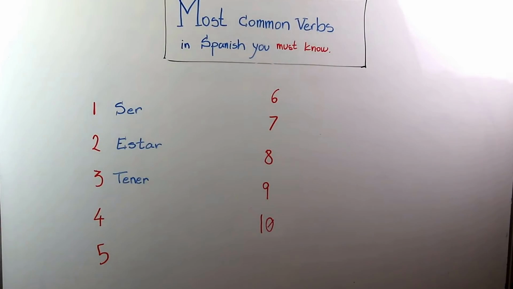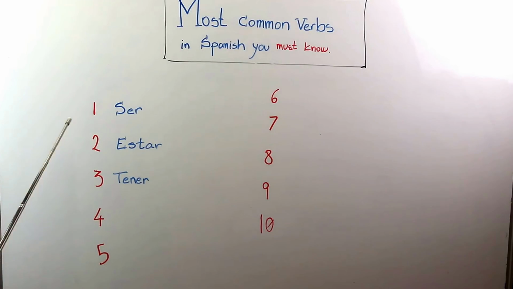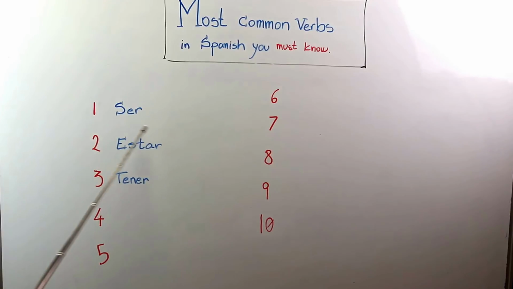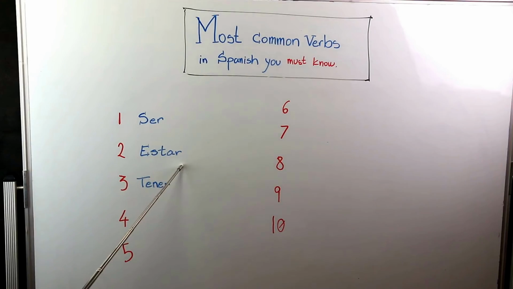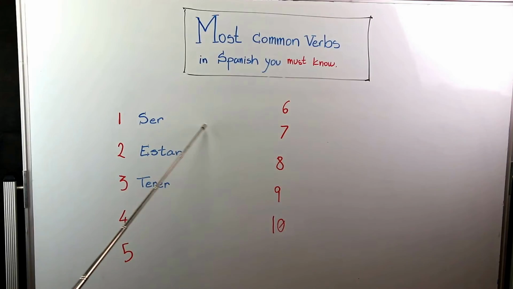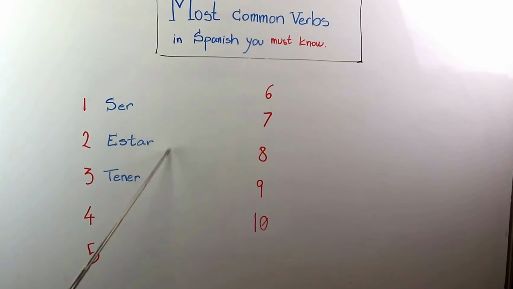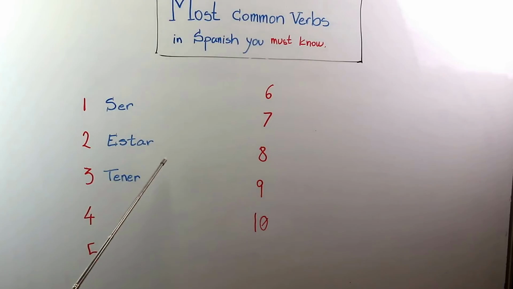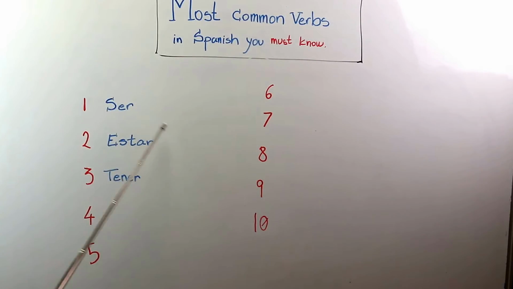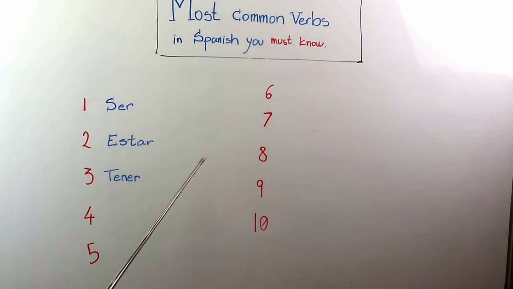If you guessed ser and estar, if you said ser and estar are number 1 and number 2, número 1 y número 2, you are correcto. Absolutely. The verbs ser and estar are the 2 most commonly used verbs in the Spanish language. Now, we already learned that ser and estar mean to be. In English, we only have 1 to be verb. However, in Spanish, we've got 2 to be verbs, and it is extremely important.